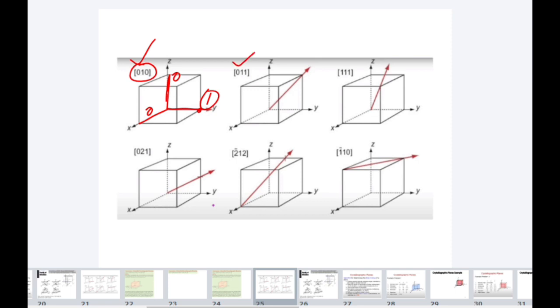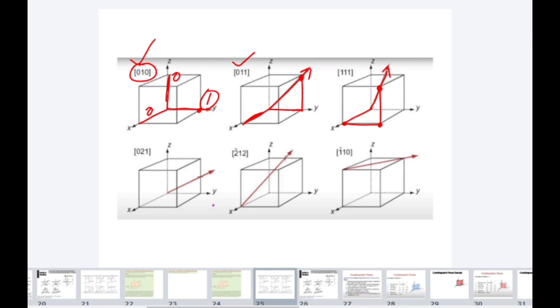Here we have 0, 1, 1. Right? 0, 1, 1. Now 0 means in the A direction it is not coming. In the Y it is coming 1 and in the Z it is coming 1. So we have this point. So we will draw a vector from the origin to that point. Clear? Here we have 1, 1, 1. Now 1, 1, 1 means in the X we have 1, in the Y it is 1 and in the Z it is 1. So we have this point. So we draw from the origin to this point. Right? The vector. It is 1, 1, 1.